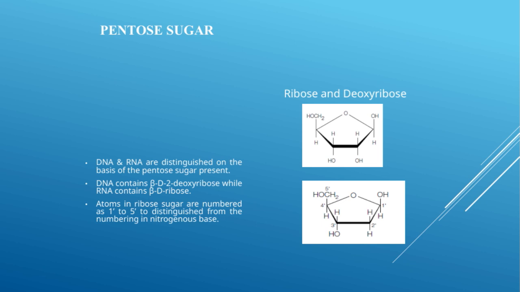An important detail is how the atoms in the sugar are numbered from 1 to 5. This numbering helps us differentiate between the sugar and the nitrogenous base it's attached to, ensuring clarity in understanding their structure and function. So, in summary, the type of pentose sugar, whether it's ribose or deoxyribose, is what helps us tell apart DNA and RNA at a structural level. This distinction is crucial because it influences the stability and overall behavior of these nucleic acids within biological systems.